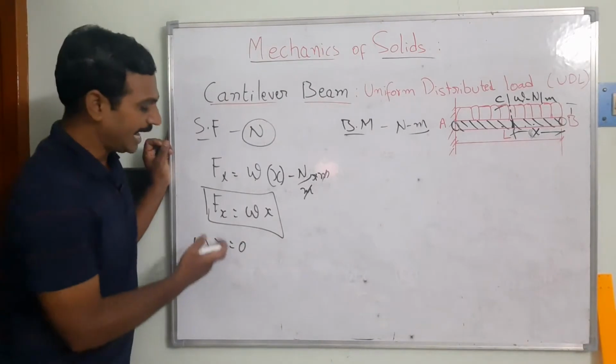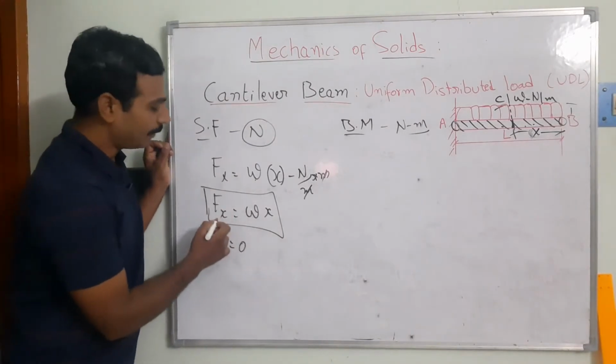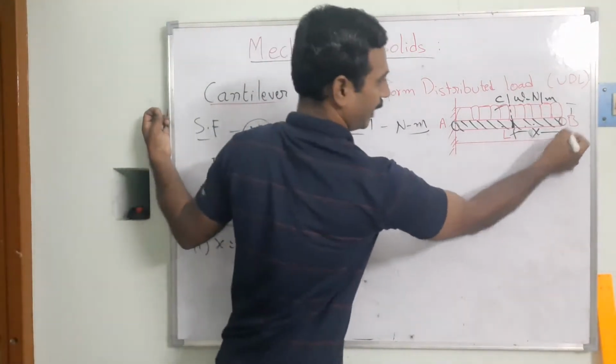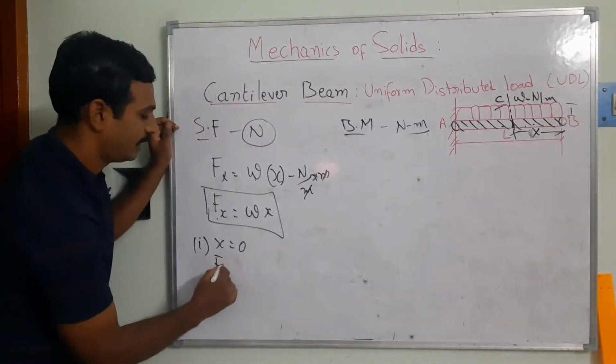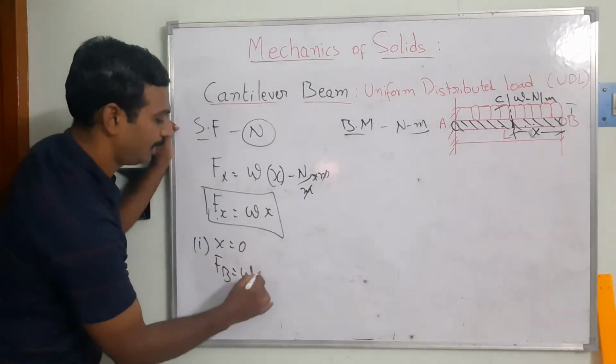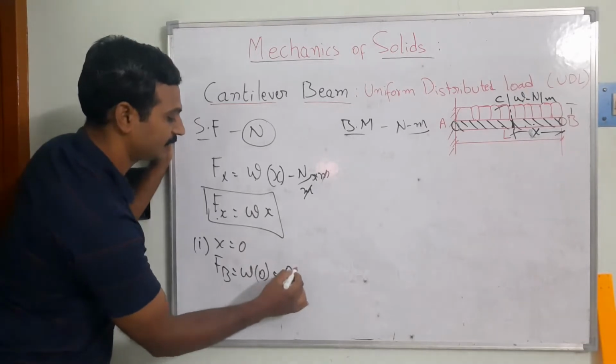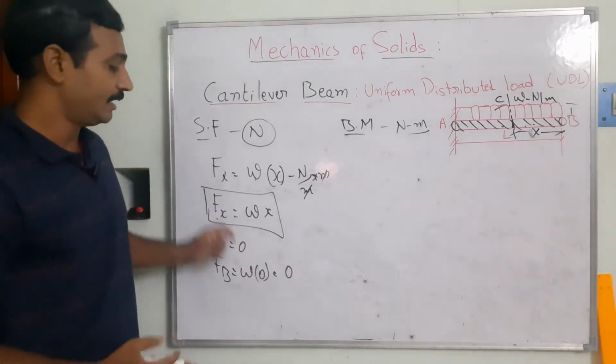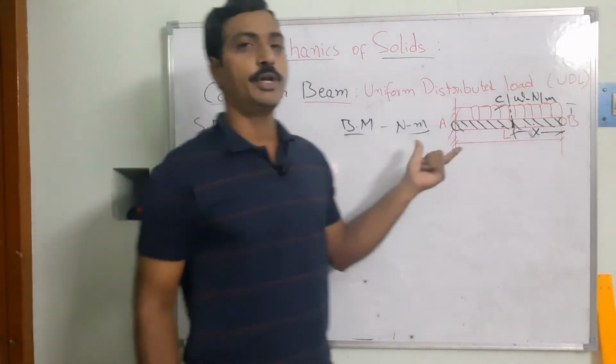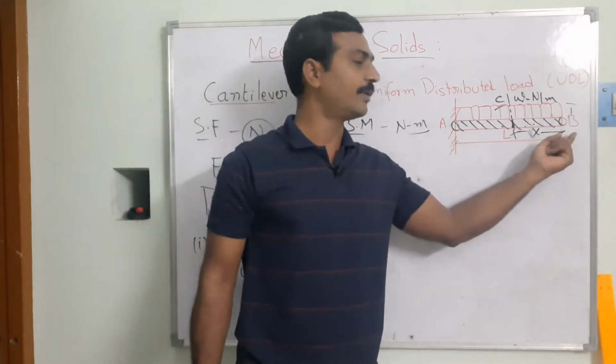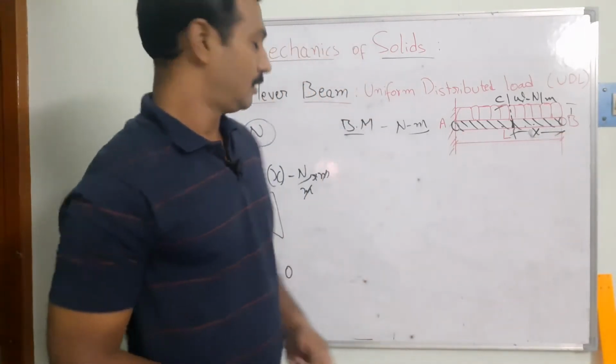So now, for case 1, I am going to take x is equal to 0. If I substitute x is equal to 0, then that point will become the starting point, that's going to be FB. FB into the load into the distance, then finally we are getting 0. Right? It means that whenever the uniform distributed load is there, at the starting point B the shear force will be 0.